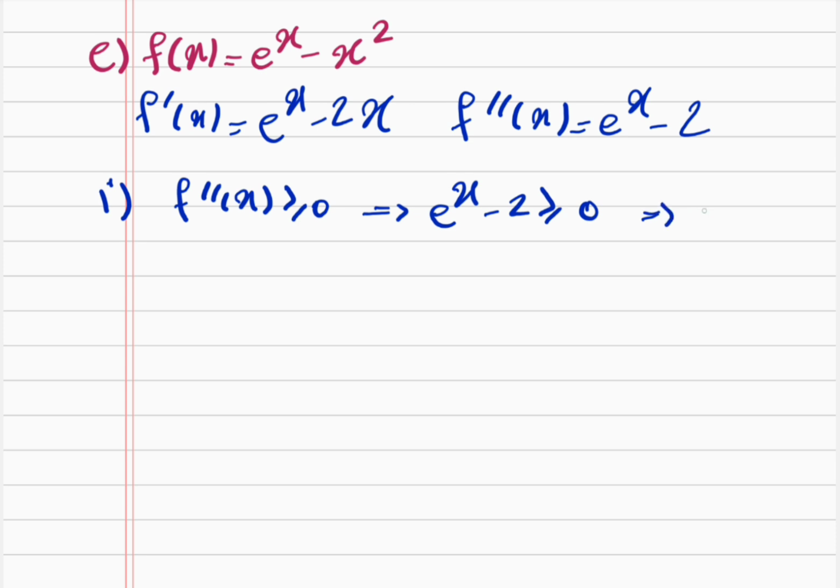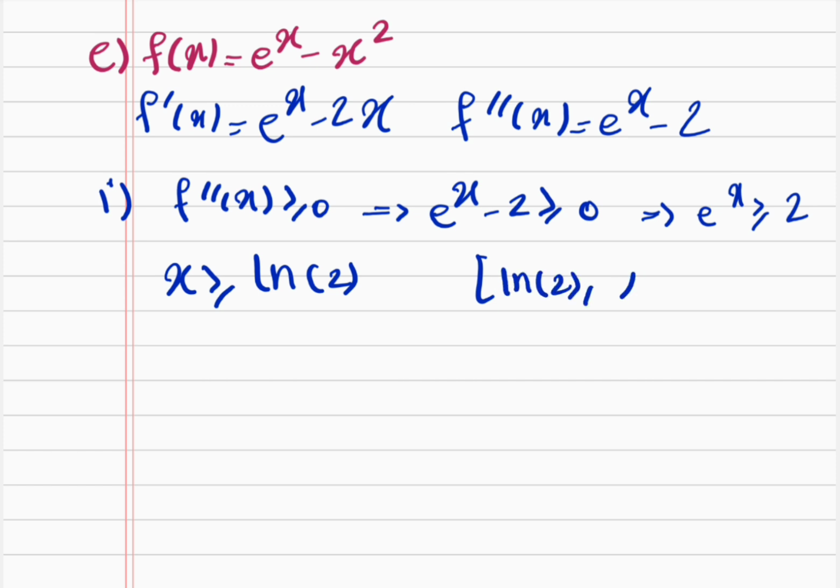And we are going to get e to the x is greater than or equal to 2. Then we can take the natural log of both sides to get x is greater than or equal to the natural log of 2. And this is basically the interval, and we can write this as the interval ln 2 to positive infinity. So this is the interval for which the function f of x is convex.